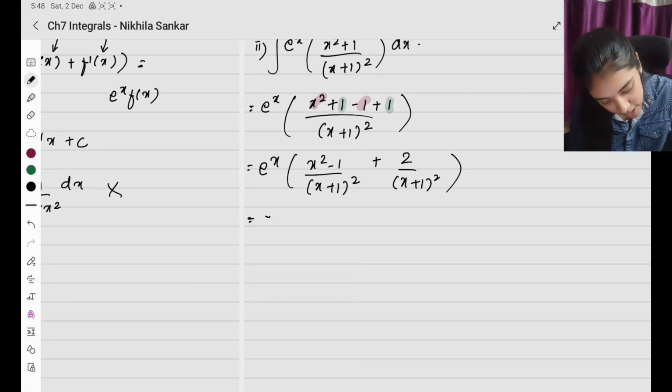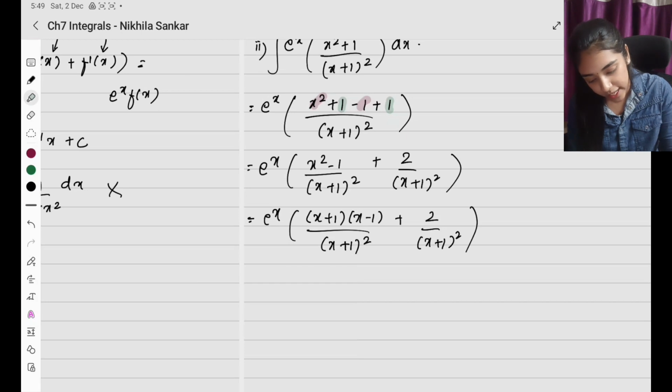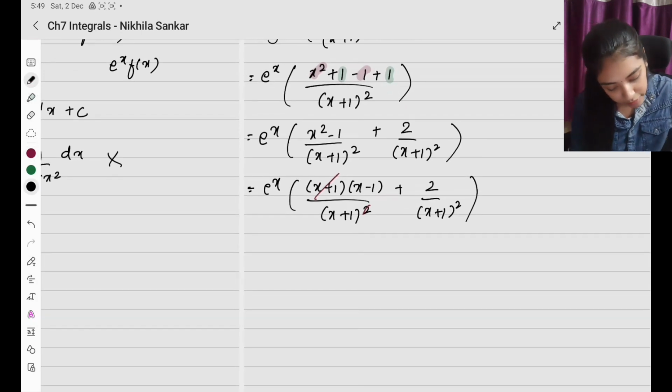Why am I doing this? E to the x times x square minus 1 is x plus 1 into x minus 1 divided by x plus 1 the whole square plus 2 divided by x plus 1 the whole square. So I can cancel these two terms. So x plus 1 or x plus 1 cancel ஆயிடும். I'll be left with e to the x times x minus 1 divided by x plus 1 plus 2 divided by x plus 1 the whole square.